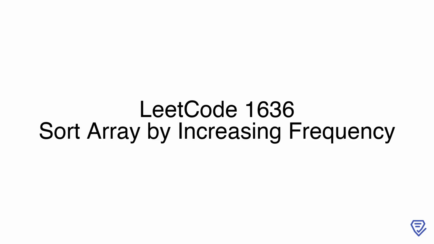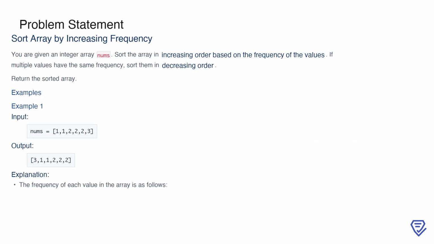Let's dive in. The problem asks us to sort an integer array, nums, based on the frequency of each value. Here, the sorting needs to be done in increasing order of frequency. In cases where two or more values have the same frequency, we sort those values in decreasing numerical order. The final output is the sorted array matching these rules.